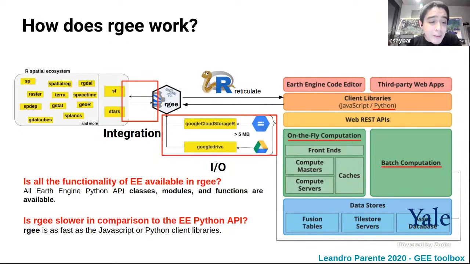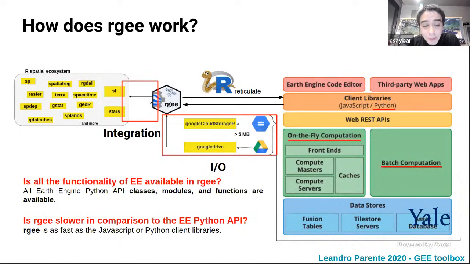And the first one is about whether all the functionality of the Google Earth Engine Python client library is also available in RGE. The answer to this question is yes, because you need to remember that we use reticulate, embedding a Python session into an R session. So yes, all the classes, all the models, and all the functions are available.